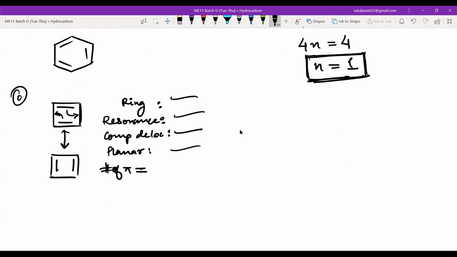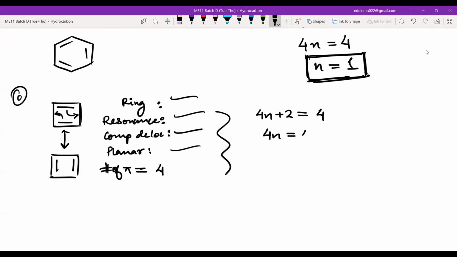How many pi electrons are there? 4. Very good. Pi electrons is equal to 4. Yes, you are correct. So what you will do now, you will equate 4n plus 2 equal to 4. So what are you going to get?